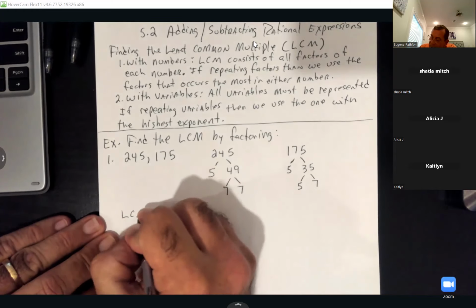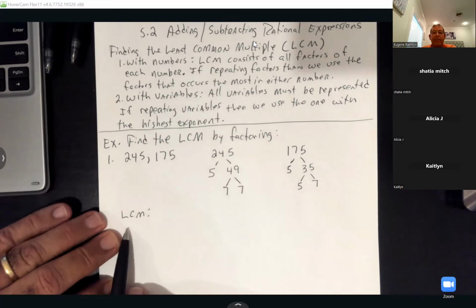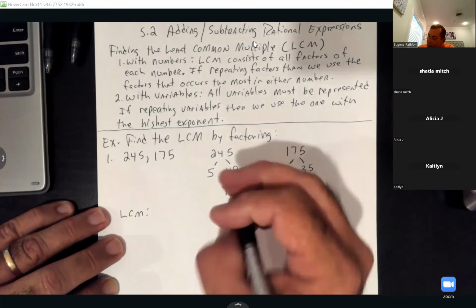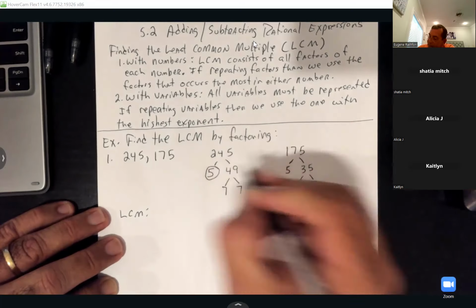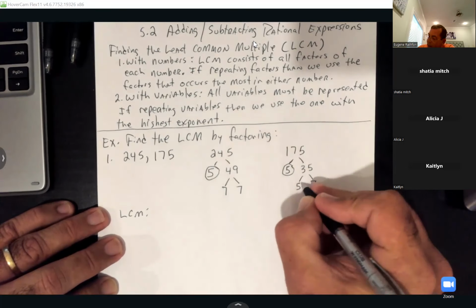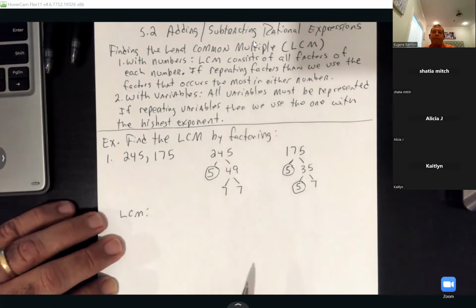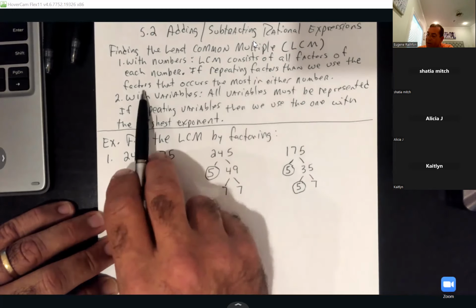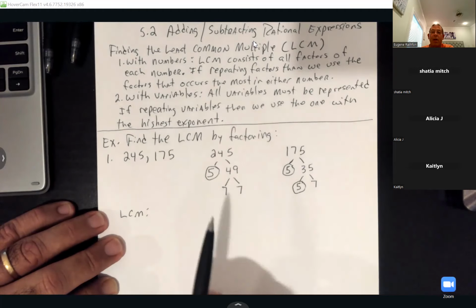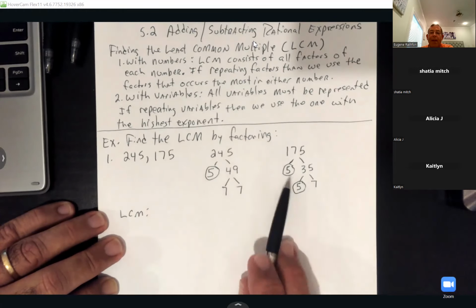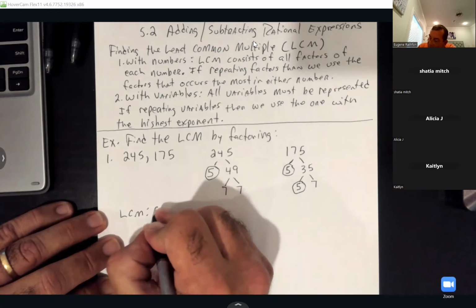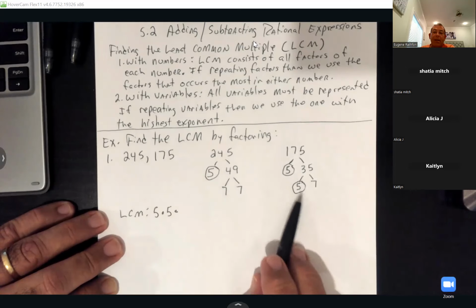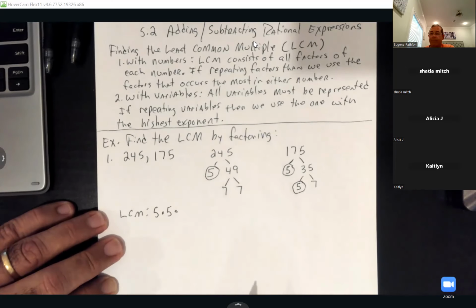So now let's see what we need in this least common multiple. So let's compare the 5s first. Here you got 1 5. Over here, you got 2 5s. Remember, we said up here, if repeating factors, then we use the factor that occurs the most in either denominator. Well, since the 5s happen twice over here, that means I need 2 5s in my least common multiple.